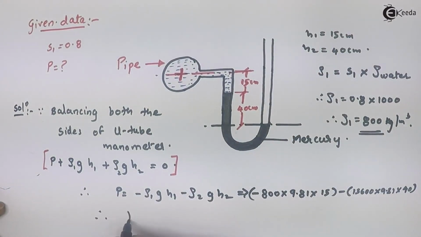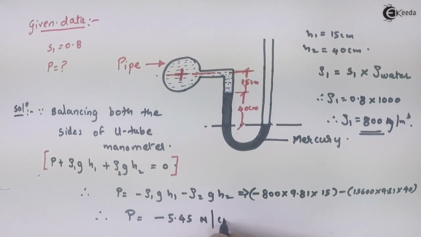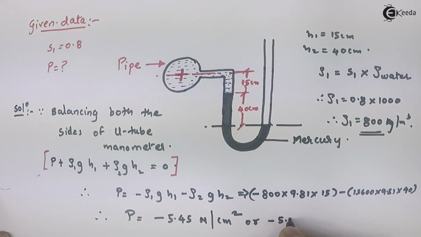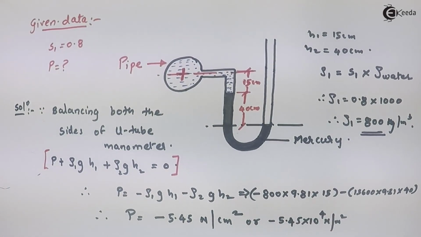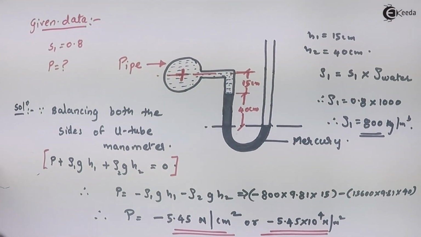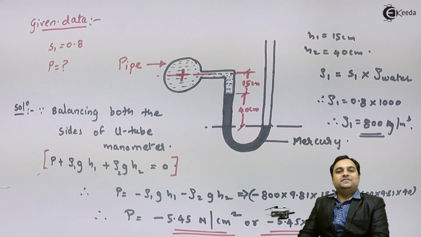From this if I calculate, my answer will first of all be negative, and the value is 5.45 Newton per centimeter square. If I want to convert it in terms of meter square, I'll have to multiply it by 10 raised to 4. So that becomes minus 5.45 into 10 raised to 4 Newton per meter square. Here as we can see, our answer is negative, and if the answer is negative, it means that the pressure inside the pipeline is vacuum pressure. So in this video, we have seen how to calculate vacuum pressure by using a simple U-tube manometer.